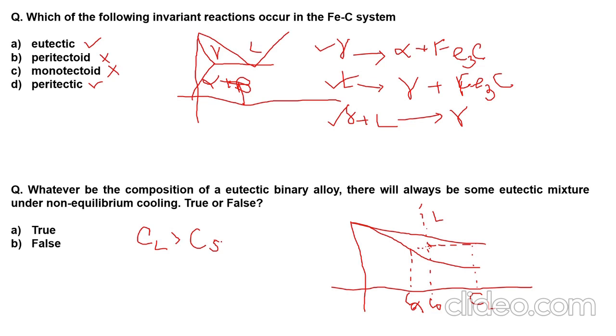Your solid gets solidified while more solute is being rejected into the liquid, right? So your liquid will always have more solute particles under a non-equilibrium condition as compared to an equilibrium condition, just because you are having faster heating rates, right? So the solid will always have a lower concentration of solute.